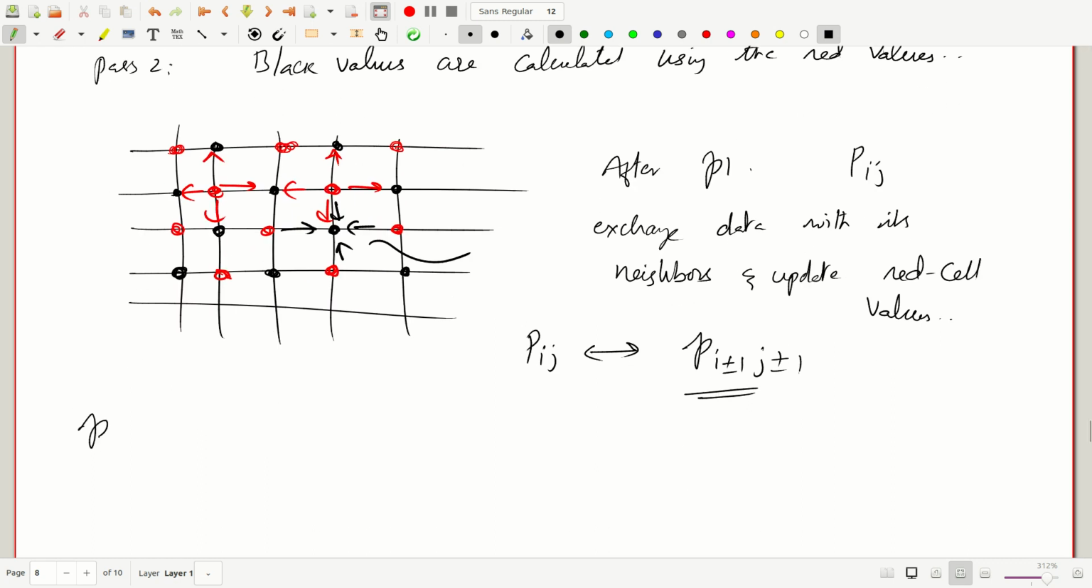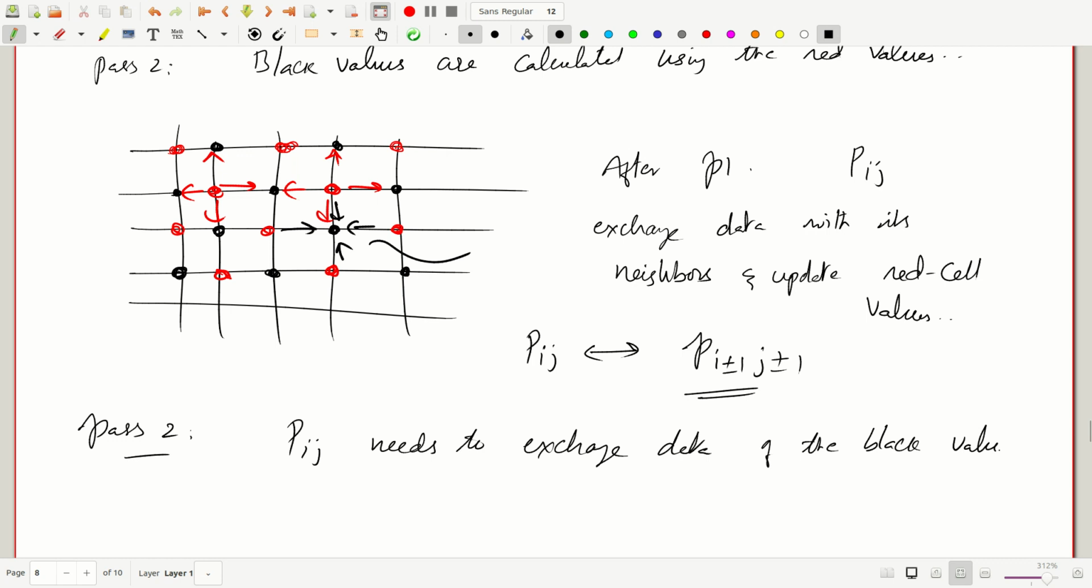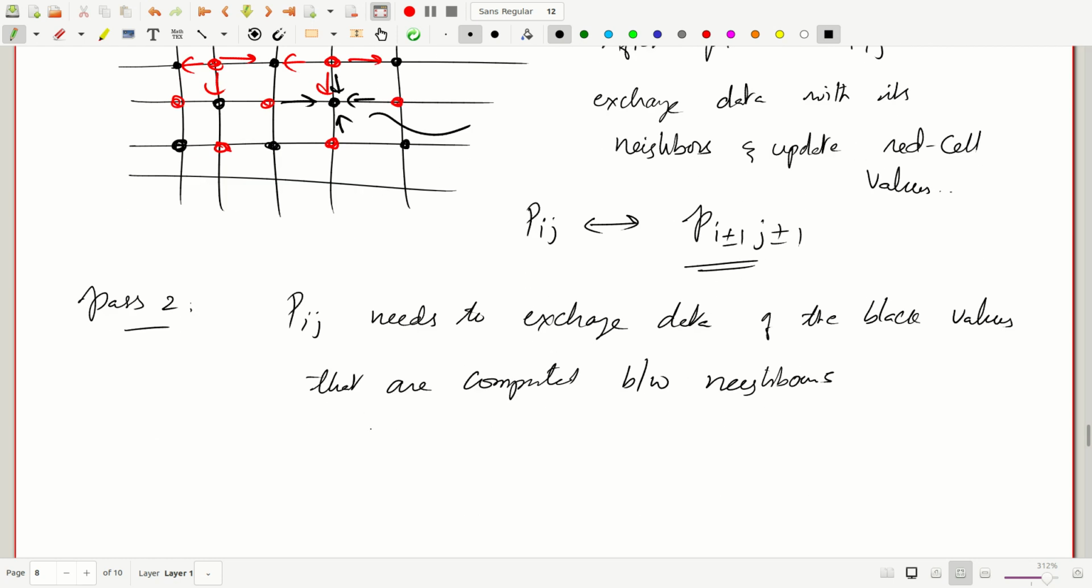And then after pass 2 or phase 2, again Pij needs to exchange data of the black values that are computed between neighbors, right? Again, Pij has to exchange with Pi plus or minus 1 as well as j plus or minus 1. Okay. Fine. So now how does it look?